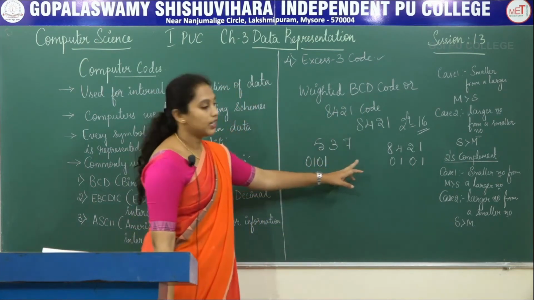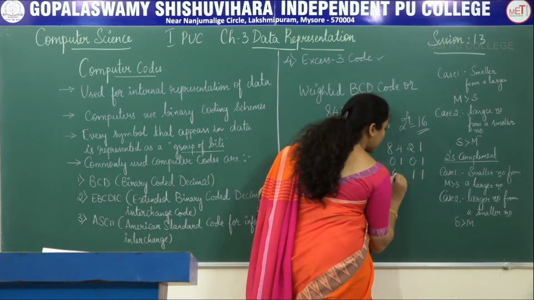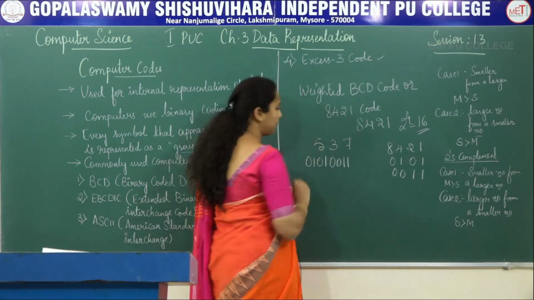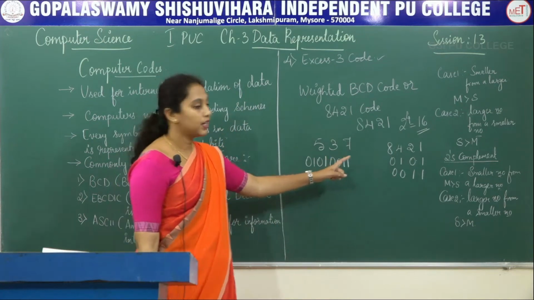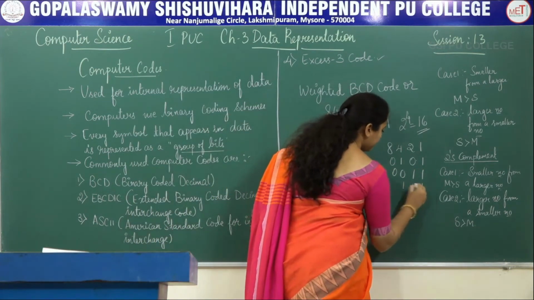What about 3? 2 plus 1 becomes 3. Hence, in the rest of the places, we put zeros. So 0011. What about 7? 4 plus 2 plus 1 becomes 7.